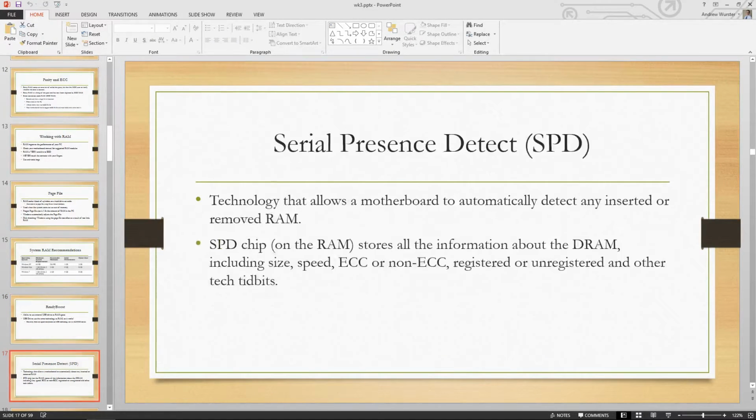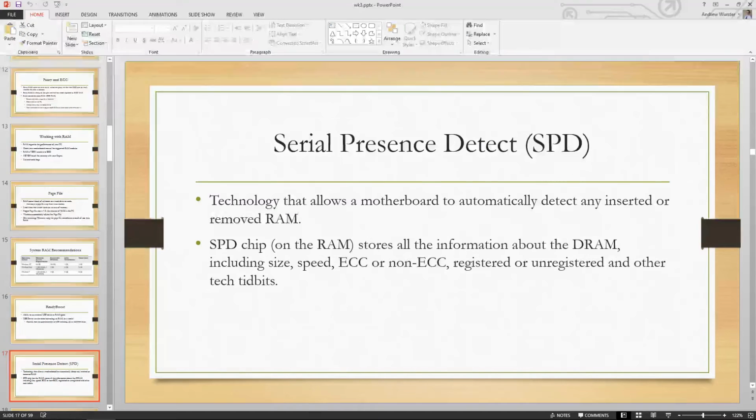All right. Serial presence detect. I never got tested on this, but this is one of those things you just kind of know as you get more hands-on. It's basically the technology that detects whether RAM has been put in or removed. And as you're diagnosing a PC, you'll notice that it automatically does it.